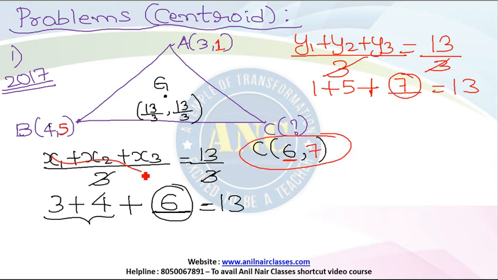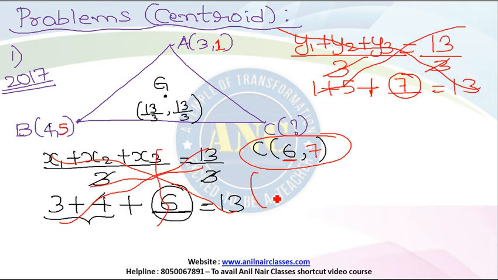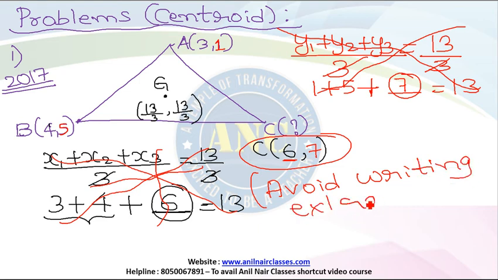In fact, you don't need to write all these things, sir. I wrote it for your understanding. There is no rule for you to write all these things. Kindly avoid writing all these extra steps in your examination so that you will save a lot of time. By looking at the diagram itself, you can tell that x1 plus x2 plus x3 by 3 is 13 by 3. 3 will cancel out. Sum of first two coordinates is 3 plus 4, 7. The other should be 6. Then only it is 13.